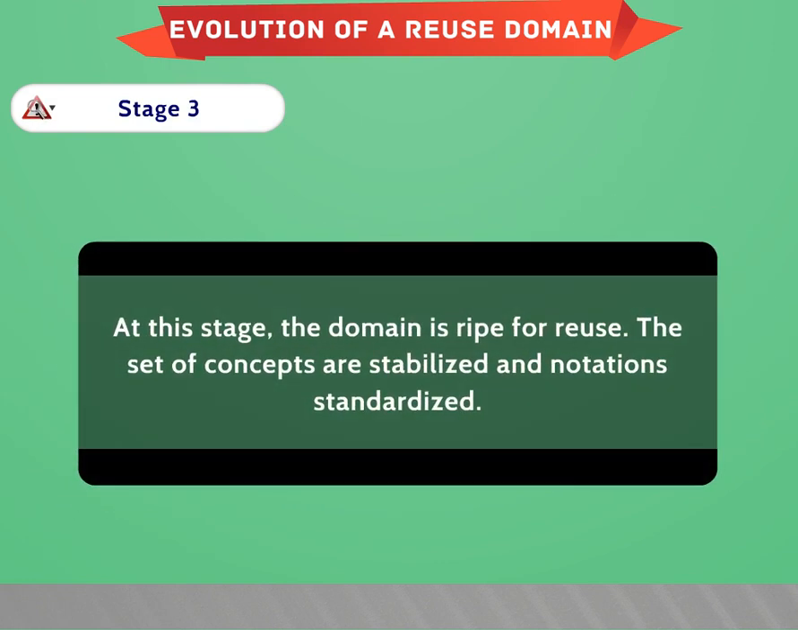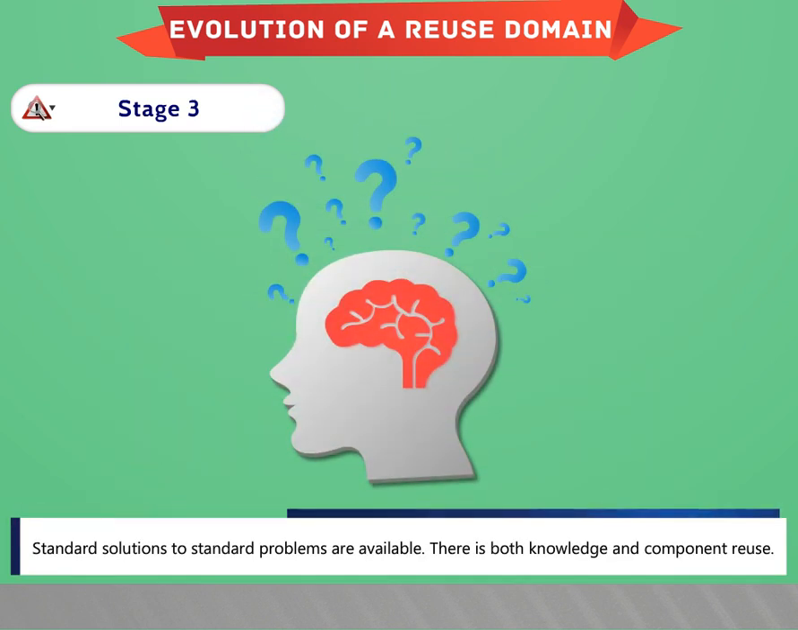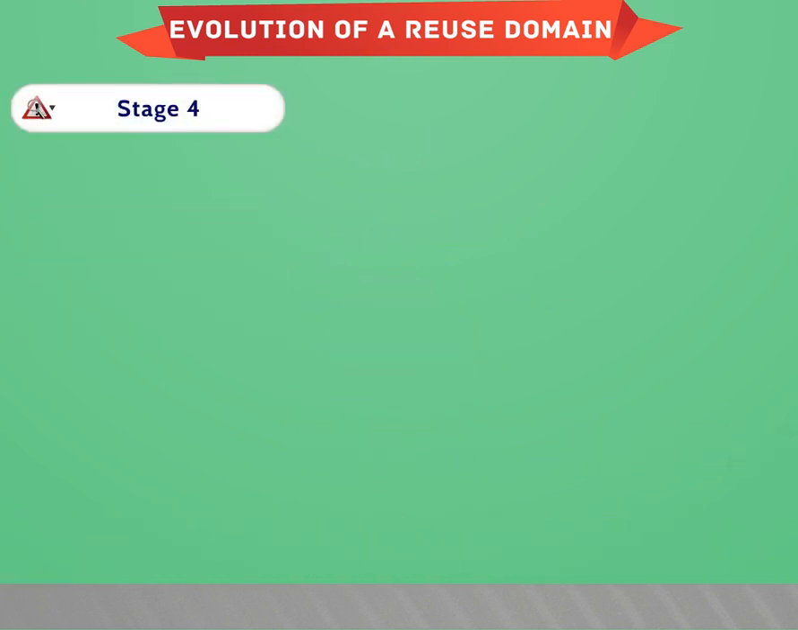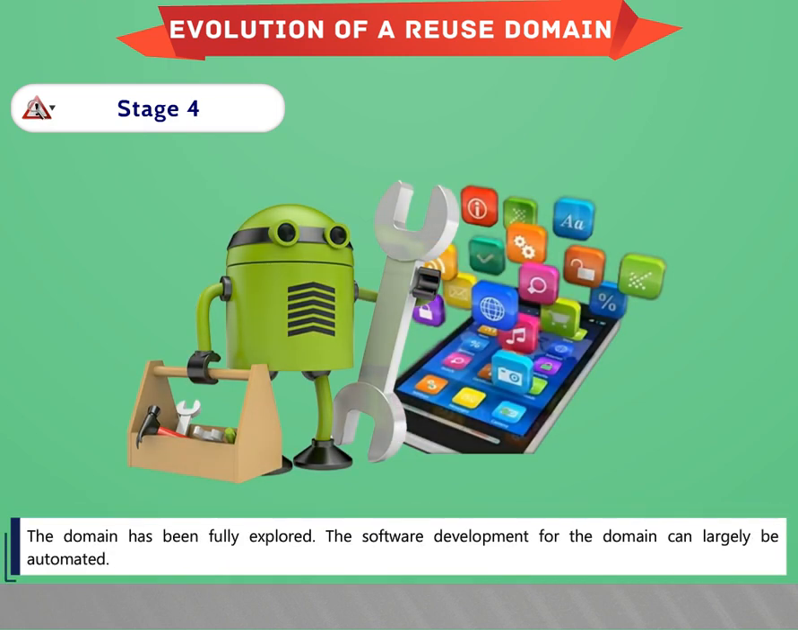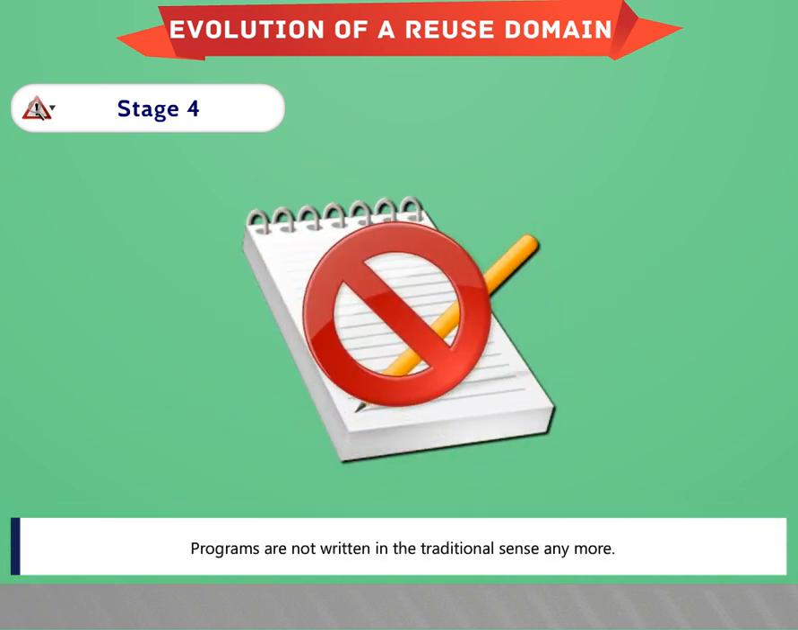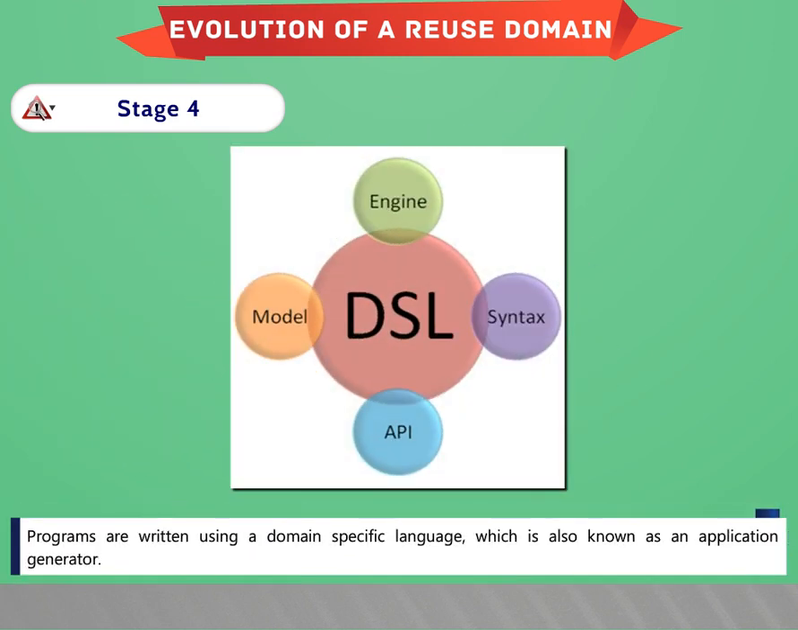Stage 3. At this stage, the domain is ripe for reuse. The set of concepts is stabilized and notations standardized. Standard solutions to standard problems are available. There is both knowledge and component reuse. Stage 4. The domain has been fully explored. The software development for the domain can largely be automated. Programs are not written in the traditional sense anymore. Programs are written using a domain-specific language, which is also known as an application generator.